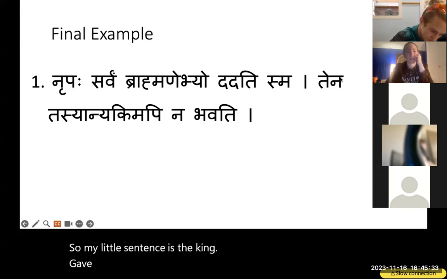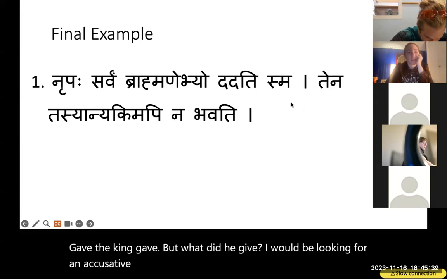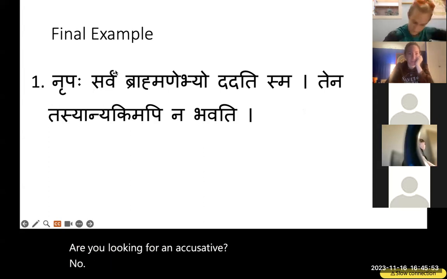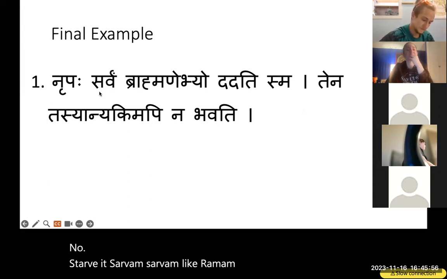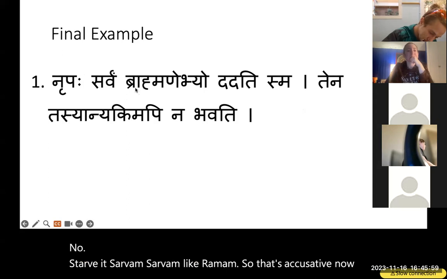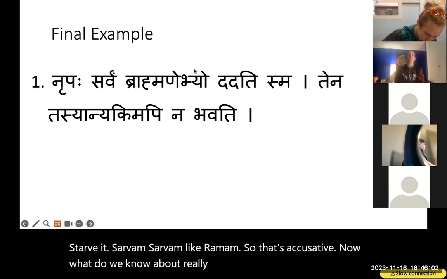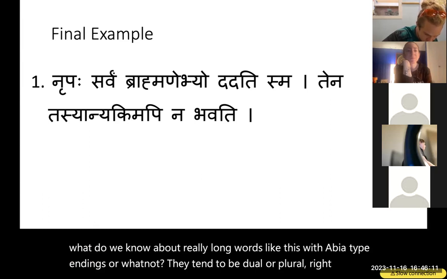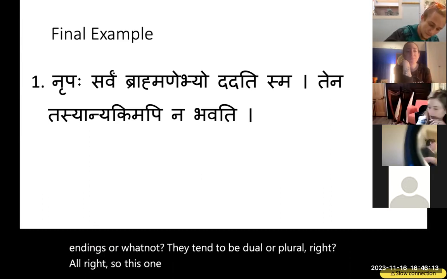The king gave. But what did he give? I would be looking for an accusative. Are you looking for an accusative? No. Oh, Sarvam? Sarvam, like Ramam. So that's accusative. Now, what do we know about really long words like this with abhya type endings or abhyam or whatnot? They tend to be dual or plural, right? All right. So this one is going to be dual or plural.